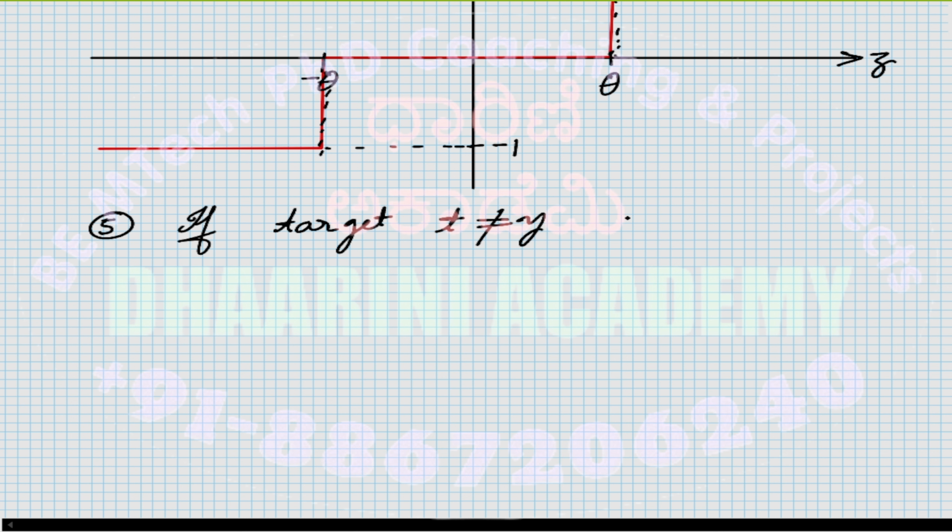And I have to check another condition, the input xi is not equal to 0. If this is the condition, then only you update, otherwise there is no way to update. Okay, so then update weights. So how do you update the weights?